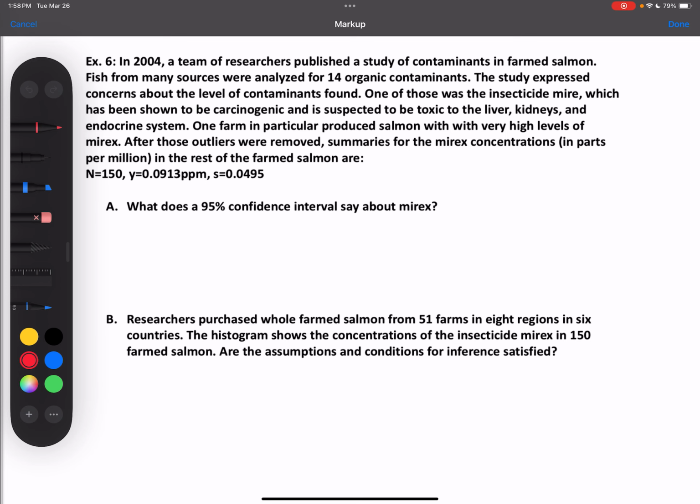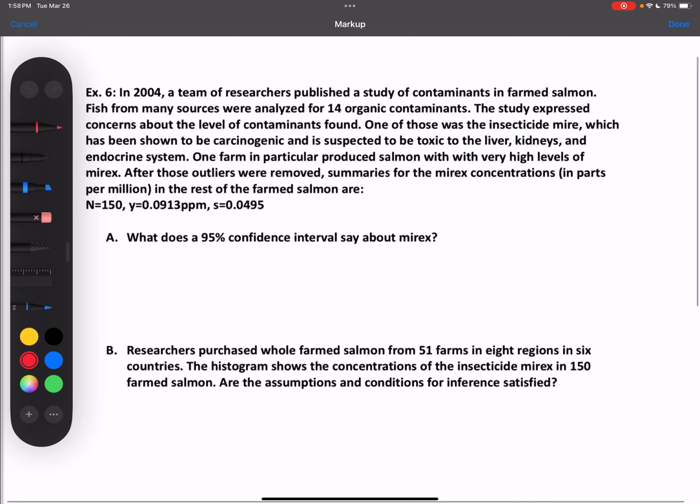All right, in 2004, a team of researchers published a study of contaminants in farmed salmon. Fish from many sources were analyzed for 14 organic contaminants. The study expressed concerns about the level of contaminants found. One of those was the insecticide Mirex, which has been shown to be carcinogenic.